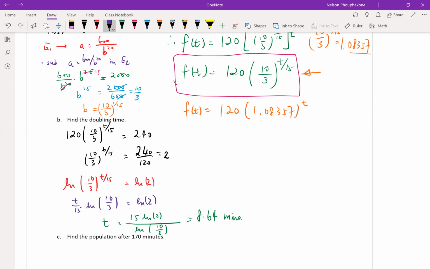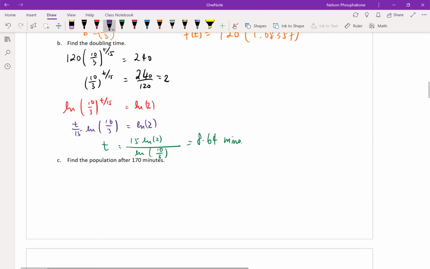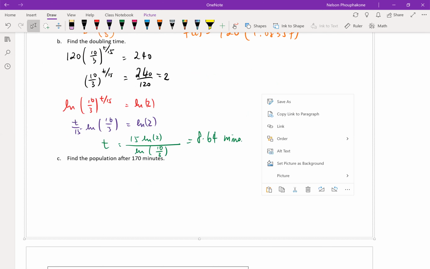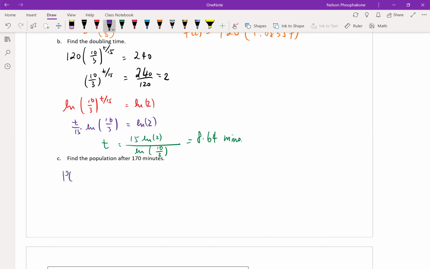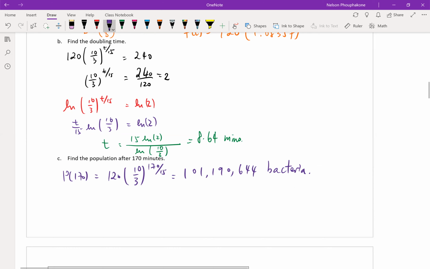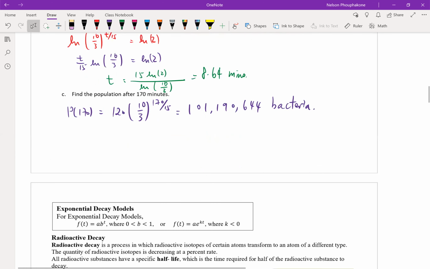Okay. And now your answer should be 8.64 minutes. And the last one is we will find the population after 170 minutes. So we have P of 170 is 120 times 10 over 3 raised to the power of 170 over 15, right? And then it will be 101,190,644. Okay, so that's it. To the next video, I will talk about the decay model now.